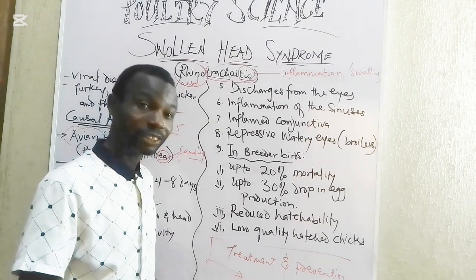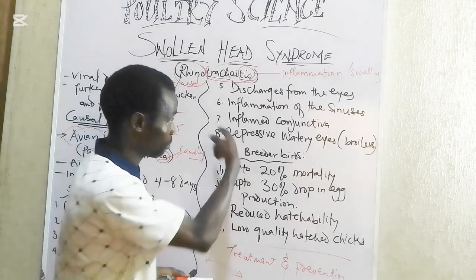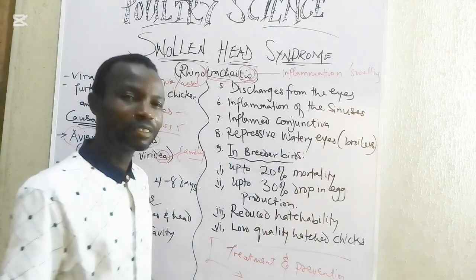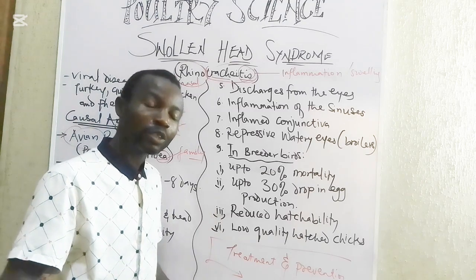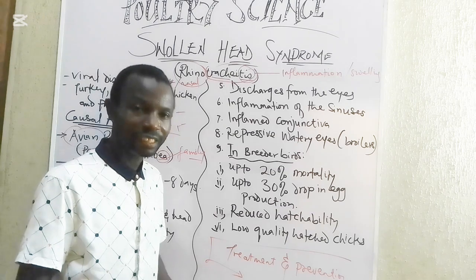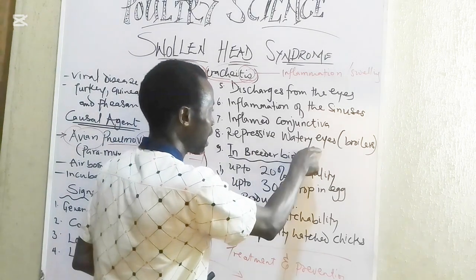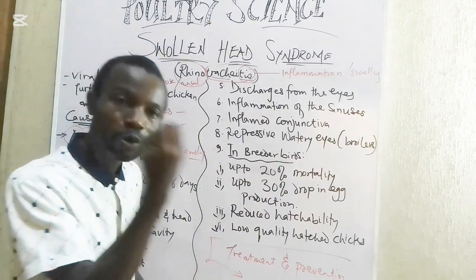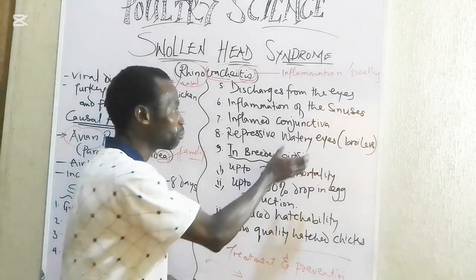Also, they catch birds, something like that, if you like to put it that way. So conjunctivitis. Then repressive watery eyes. Repressive means it is not allowing something to express itself. It is blocking it, it is hindering it, it is stopping it. So repressive eyes. So this collection of mucus, collection of watery fluid, kind of oedema, is blocking the eye.